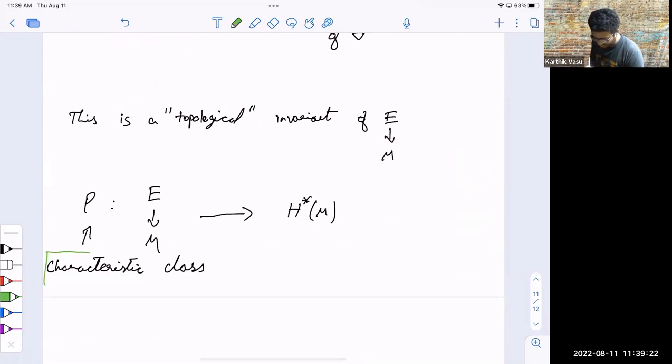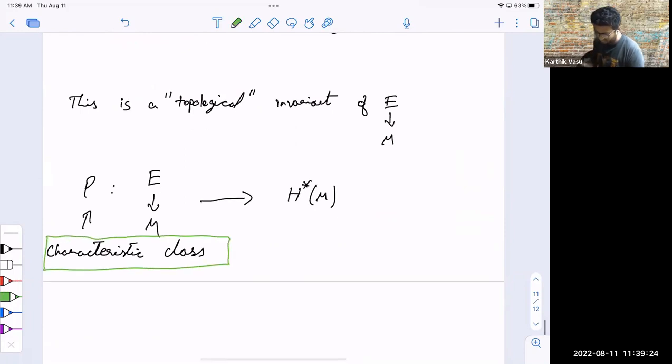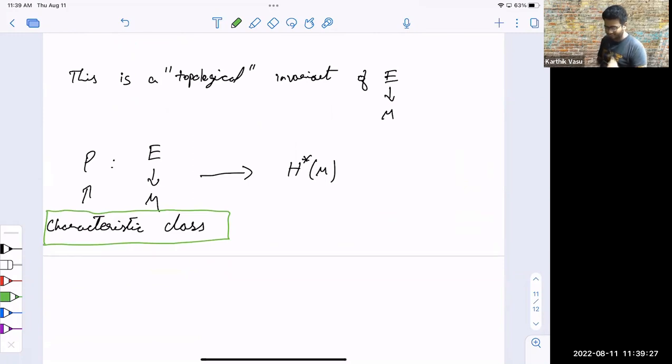It's a topological invariant of your vector bundle. What it is measuring is how you have twisted your vector bundles. It forgets everything about the connection you had put. It's just capturing how you are twisting your vector bundles.